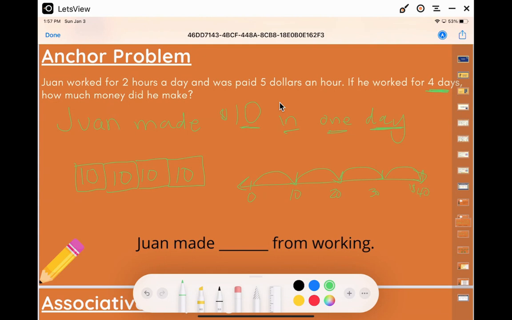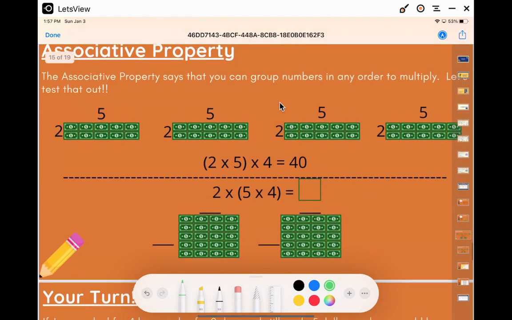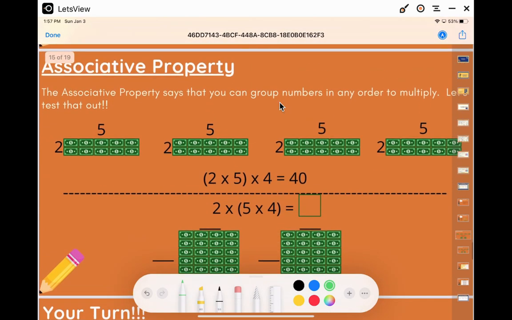Did anyone make an array, or could you possibly use an equation? There's so many different things that you could have done, but did you find out that Juan made $40 from working? If you did, you are absolutely on the right track. And so let's talk about what that looks like when we are actually looking at an array or an equation.